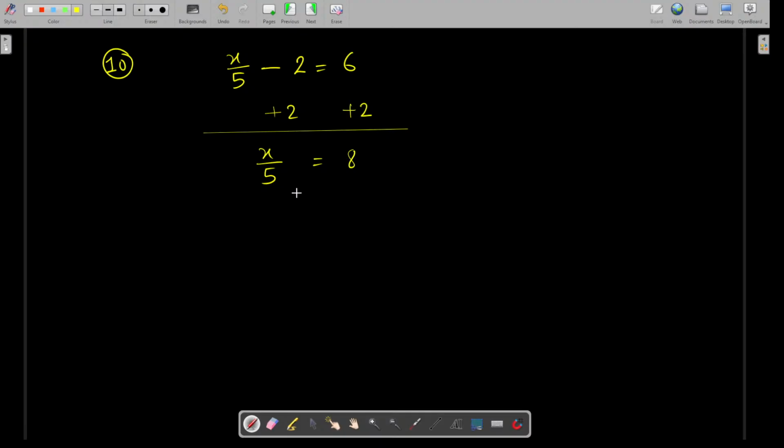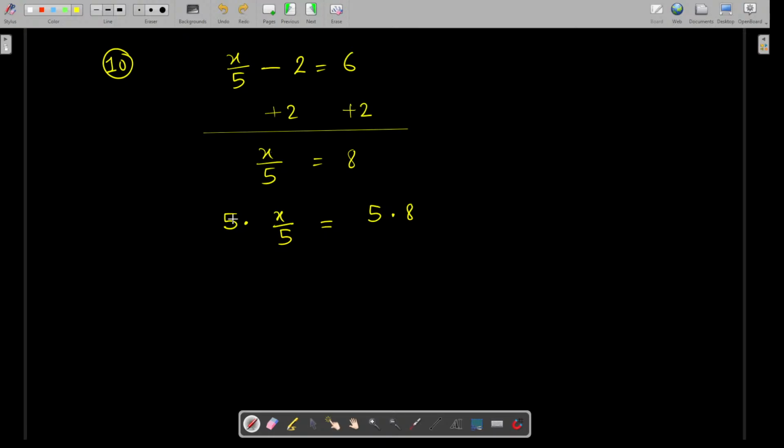So now we are going to multiply. For the next step, what are we going to do? This is x over 5, x divided by 5. So to solve for x, we have to multiply by the number by which it is divided. So x is divided by 5. So we are going to multiply 5 on the left side, and then multiply the same number on the right side as well. My bad, I mean to say multiply 5 on the right side as well. That means we are multiplying 5 on both sides.